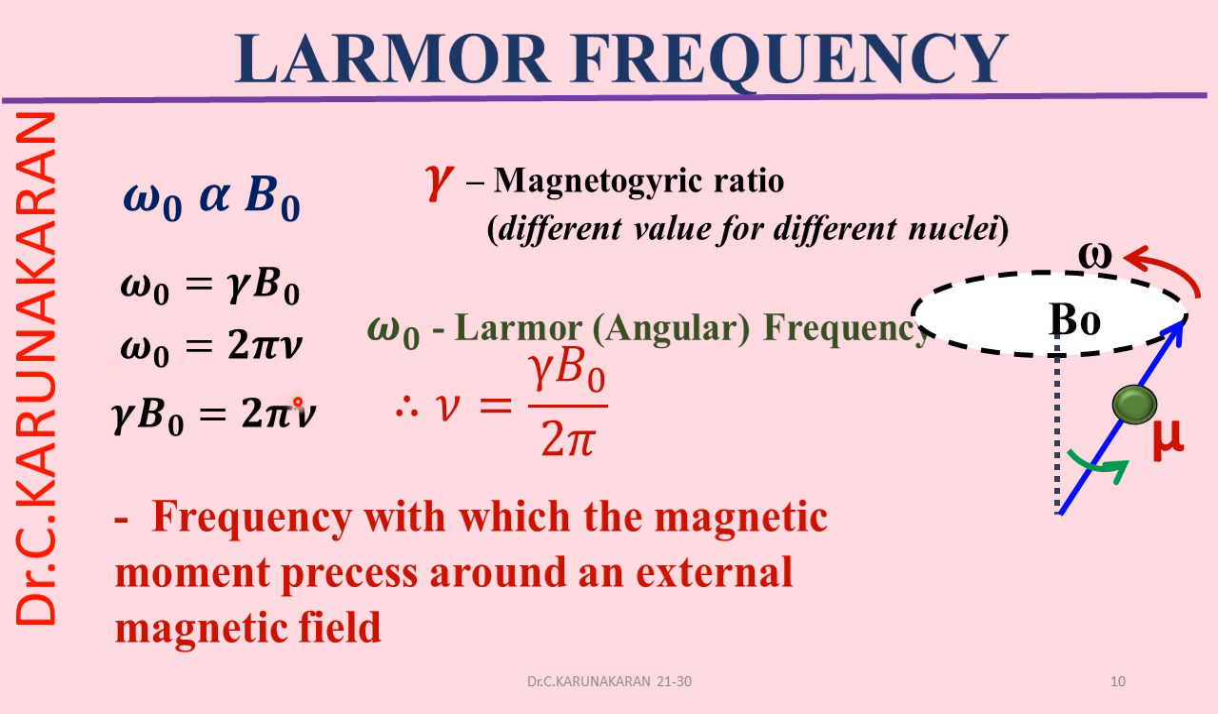In terms of linear frequency, omega naught equal to 2 pi nu, we know from basic physics. Omega naught is the angular frequency, and nu is the linear frequency. There is a relation between angular frequency and the linear frequency. Therefore, on equating these two, gamma B naught equal to 2 pi nu, nu equal to gamma B naught by 2 pi. So what is Larmor frequency? It is the frequency with which the nuclear magnetic moment precesses around an external magnetic field.